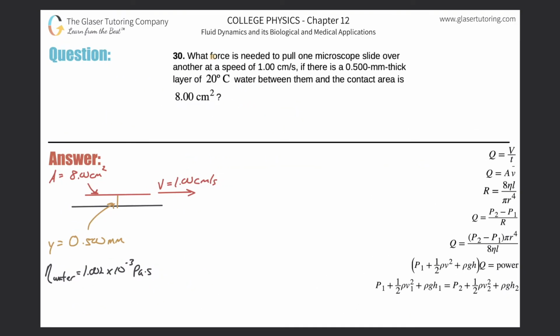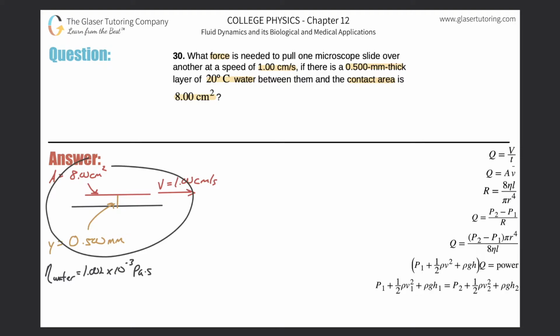Number 30. What force is needed to pull one microscope slide over another at a speed of 1 centimeter per second if there is a 0.5 millimeter thick layer of 20 degrees Celsius water between them and the contact area is 8 squared centimeters?